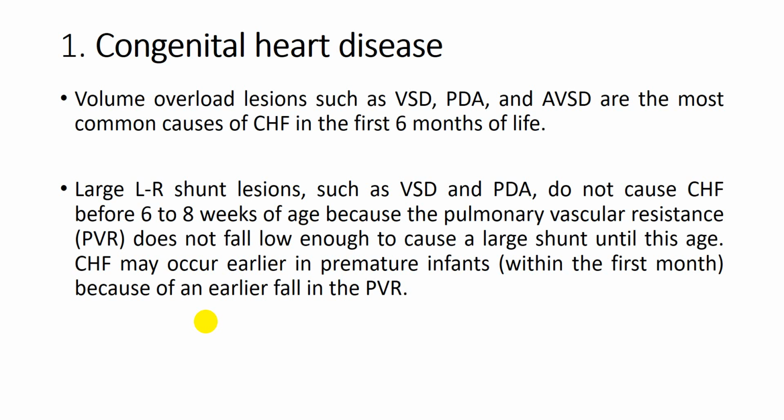Large left to right shunt lesions such as VSD and PDA do not cause heart failure before 6 to 8 weeks. We discussed that in the last lecture: because of increased pulmonary vascular resistance, the amount of shunt is somewhat small. Until 6 to 8 weeks, the PVR decreases, so the gradient increases and more blood is shunted from the LV to the RV. Okay, so large lesions, large shunt.